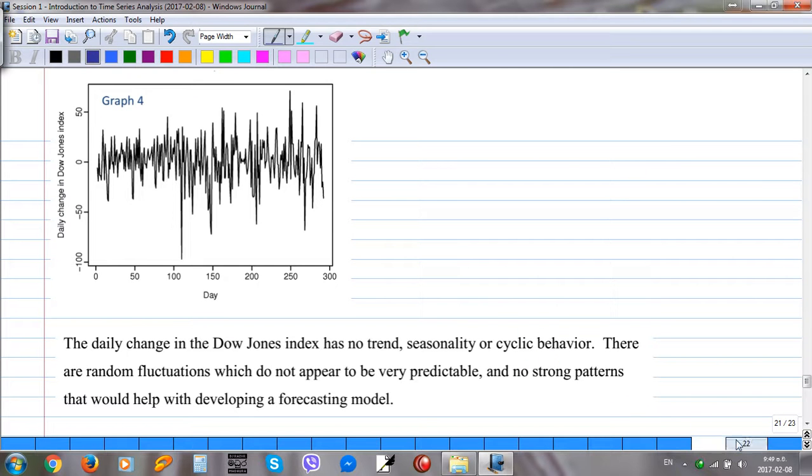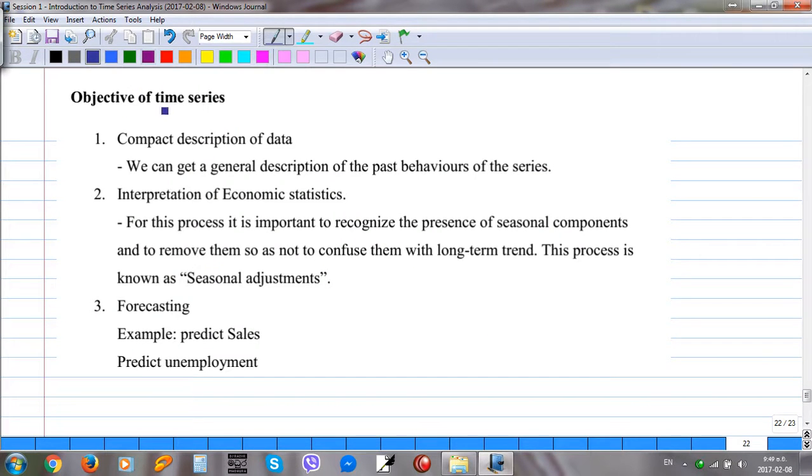And then the objectives of time series. Compact description of data, we can get a general description of the past behaviors of the time series. That is one objective, we can take the past behaviors. Interpretation of economic statistics. For this process, it is important to recognize the presence of seasonal components and to remove them so as not to confuse them with the long-term trend. This process is known as seasonal adjustment. That is the other objective, interpretation of economic statistics, and the other one is forecasting. So we can predict, right? That is another objective of time series.